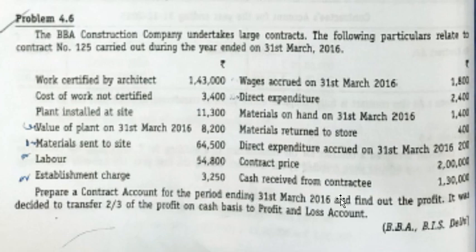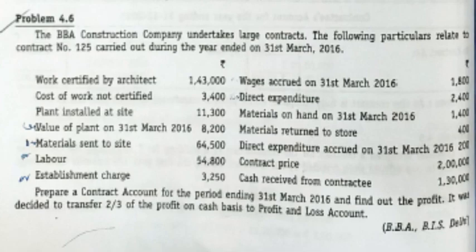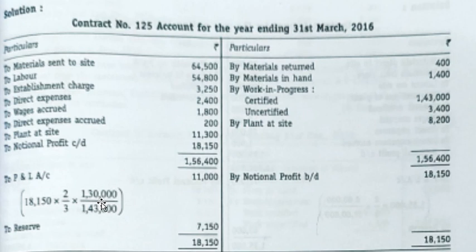But in this problem they have given us that it was decided to transfer 2/3 of the profit. So it is simple for us. Notional profit into 2/3 into cash ratio. Cash ratio is the percentage of cash you are receiving. Have they given the percentage of cash ratio? No, but they have given us the cash received from the contract. So you can use the formula here. Cash ratio is cash received divided by work certified.